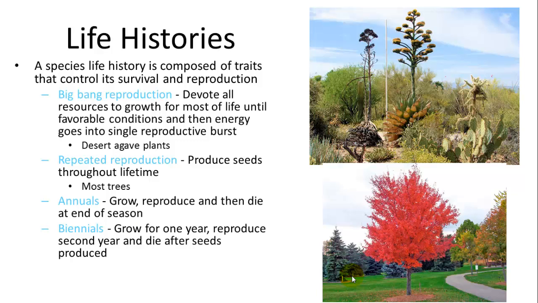Biennials grow for 1 year and then reproduce in the second year, and then they die after that. Perennials produce vegetative structures that survive for many years. Okay, so there's lots of different methods for survival and reproduction.